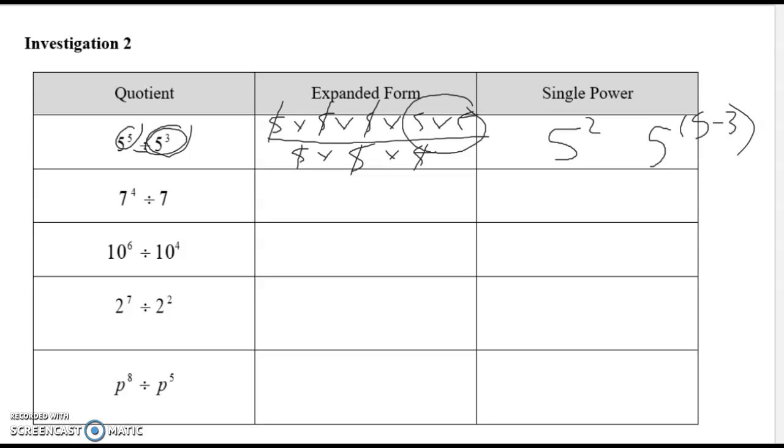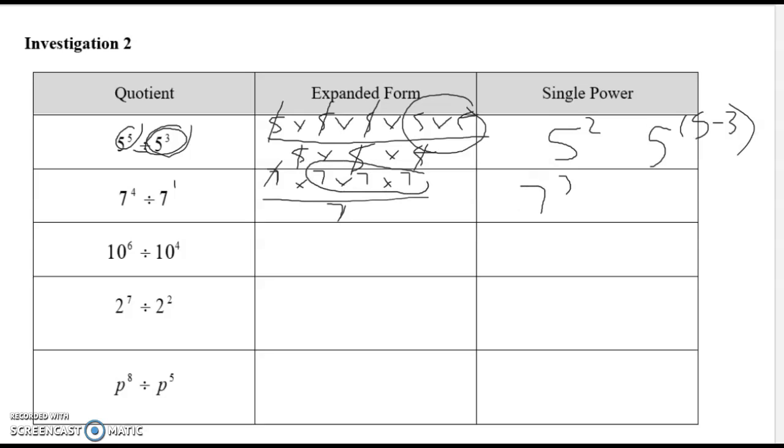So the next one, 7 to the 4. So that means we have 4 sevens. 1, 2, 3, 4. And then we divide it by 7 to the 1. When there's nothing there, it's just a 1. Okay, and then we can cancel this one with this one, and we are left with 3 sevens.